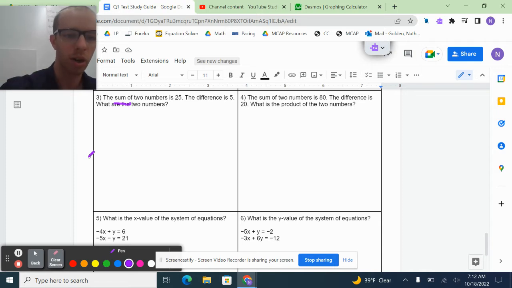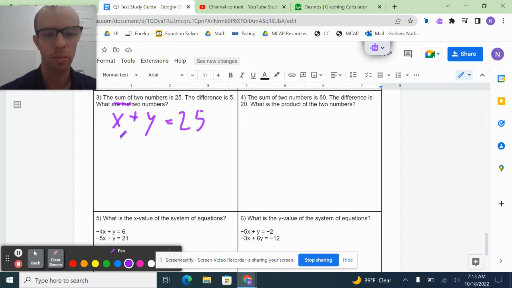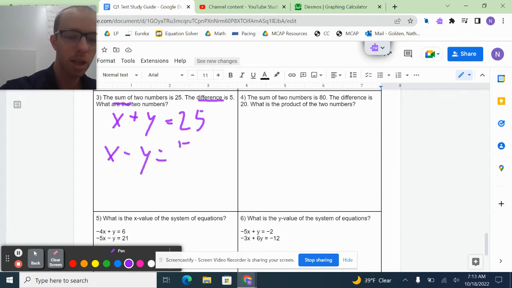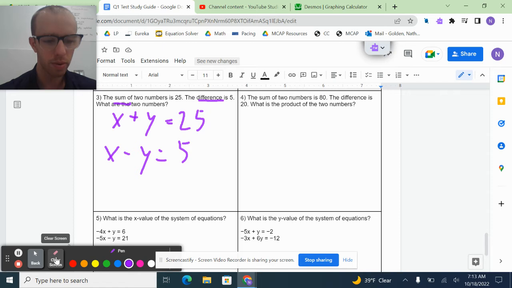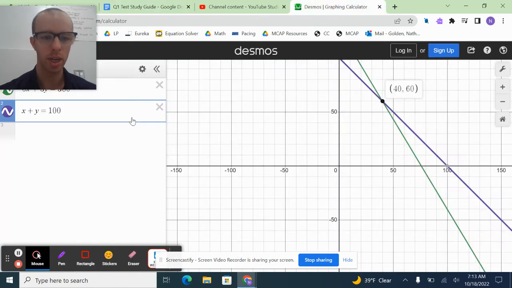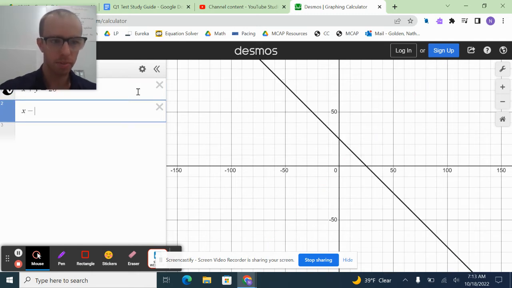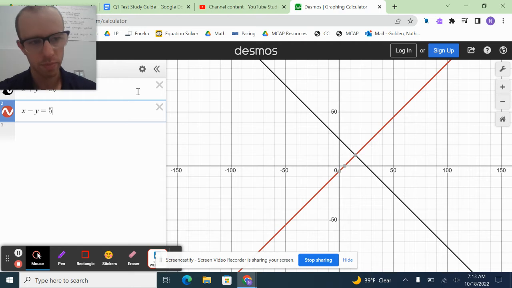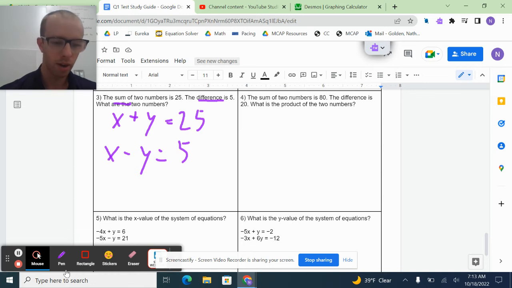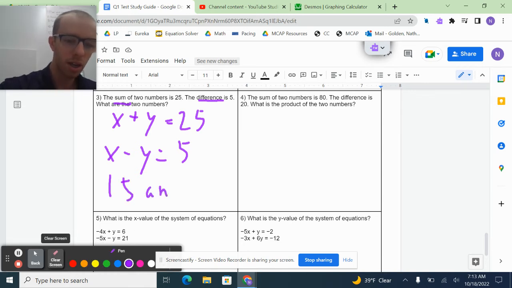I don't know what those numbers are, so I can use variables to represent them. So x plus y is equal to 25, right? I have two unknown numbers. I use variables to represent unknown numbers that add to 25. Difference means subtraction. So those numbers subtract to 5. So I can say x minus y is equal to 5. So now I have two equations. All I need to do is plug in Desmos. X plus y equals 25. X minus y equals 5. Look at the intersection. It looks like my two numbers are 15 and 10.